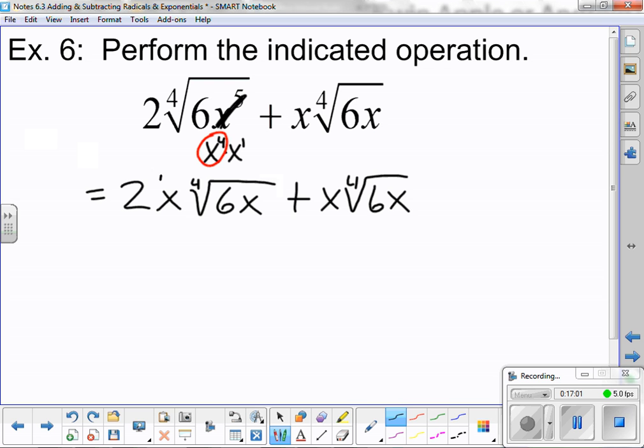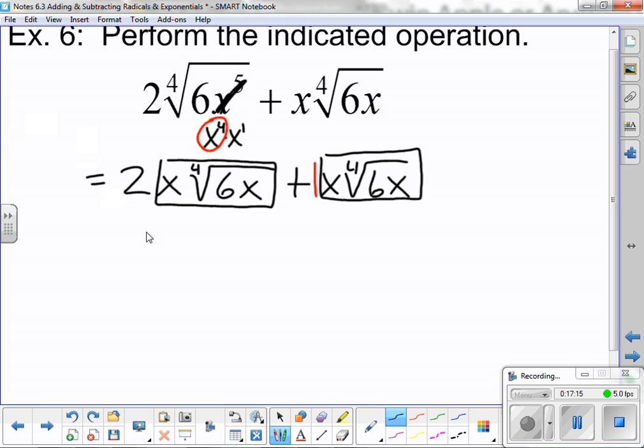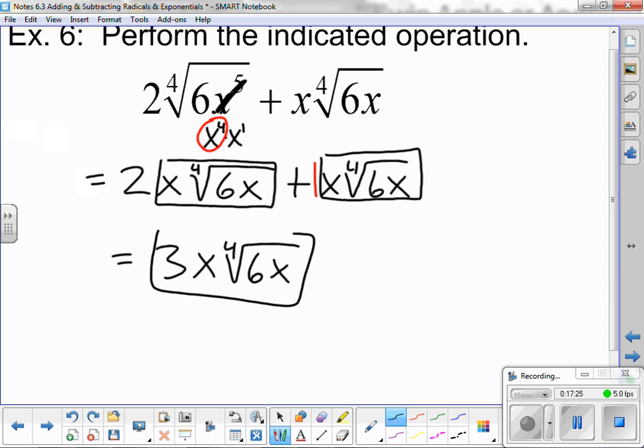My pieces that are the same here are this and this, which means I'm just going to add the 2. And remember, there is always a 1 here because when there's nothing there, you can always put a 1 to symbolize what you're adding together. So 2 of these plus 1 more of those makes 3 of them. So you get a 3x fourth root 6x.